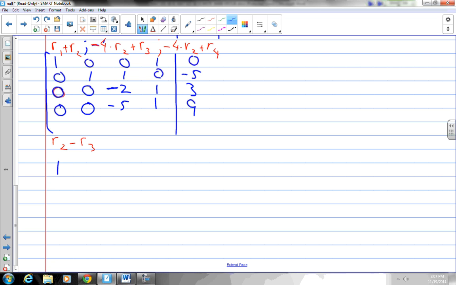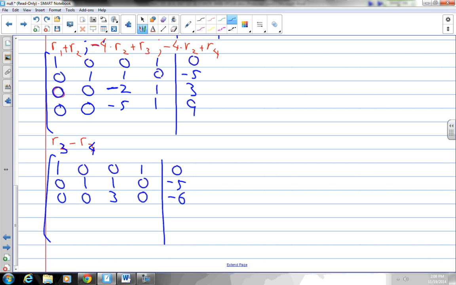So if we do that, we'll get 1, 0, 0, 1, 0. 0, 1, 1, 0, negative 5. And then when I subtract, I'll get 0, 0, 3, 0, negative 6. Yes, I meant row 3 minus row 4. Thank you. Yeah, it's hard to keep track of the rows. 0, 0, negative 5, 1, and a 9.